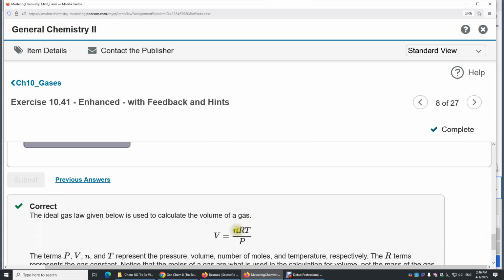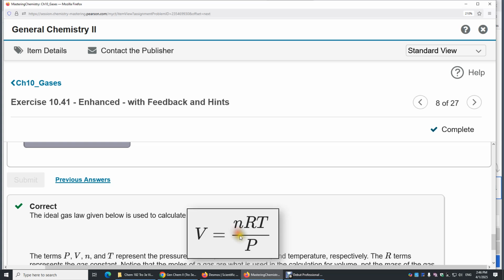Now, what if the mass of the gas is given? You need to find the molar mass of the gas and then calculate the number of moles, and then plug in temperature and pressure. Now what if you have a mixture of gases like air? Well, in that case, you need to get the number of moles of nitrogen, the number of moles of oxygen, and sum them up. And then you plug that in.